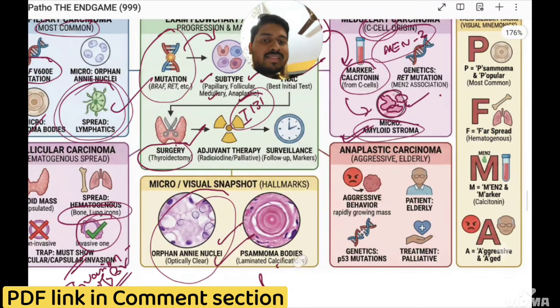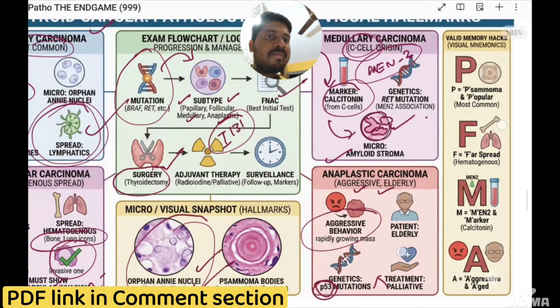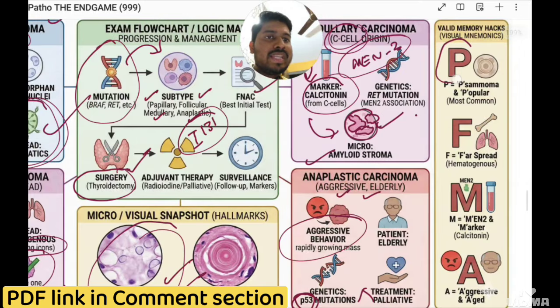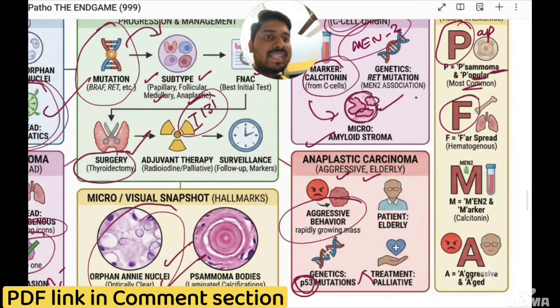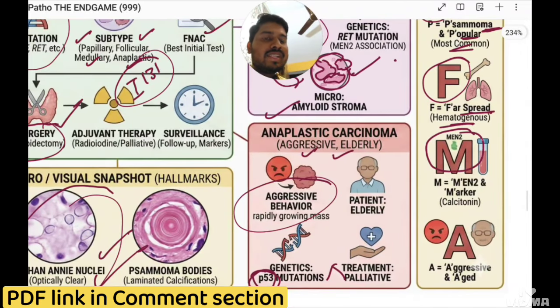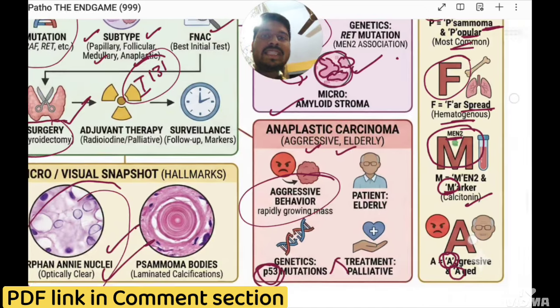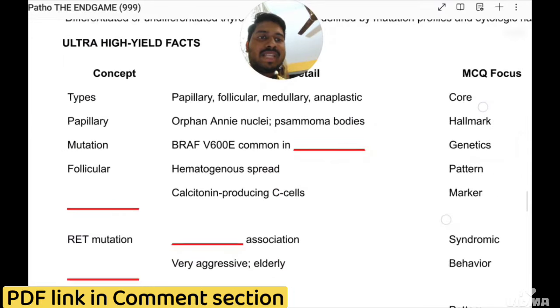Next, fourth type is anaplastic carcinoma, which is very aggressive and seen in elderly, okay. So very aggressive behavior, and here we have associated P53 mutations, okay. So this doesn't have any cure, it is palliative, okay. So how to remember four types of thyroid carcinoma? P is for papillary, papillary is for psammoma, okay, and it is for popular, which means most common, okay. The second is follicular. Follicular, remember one thing, that is it spreads far, that means hematogenous, okay. M is for medullary thyroid carcinoma associated with MEN2, and there is a marker also which is calcitonin. And anaplastic is A, which is aggressive and seen in aged people. So there is no treatment, there is only palliative treatment.